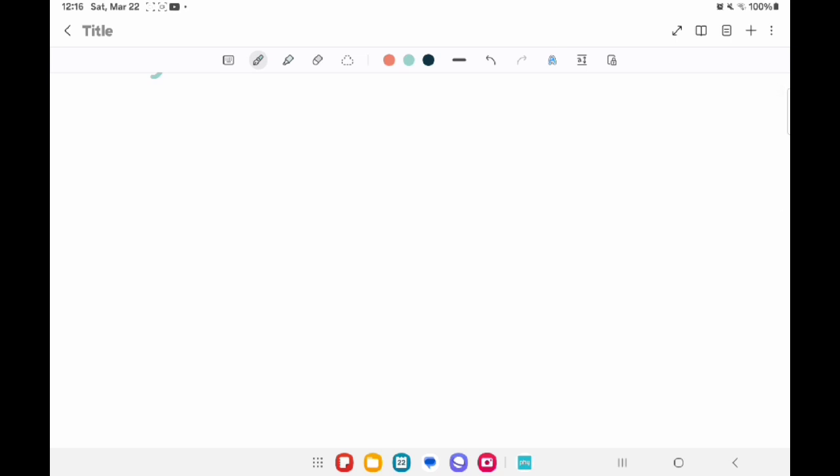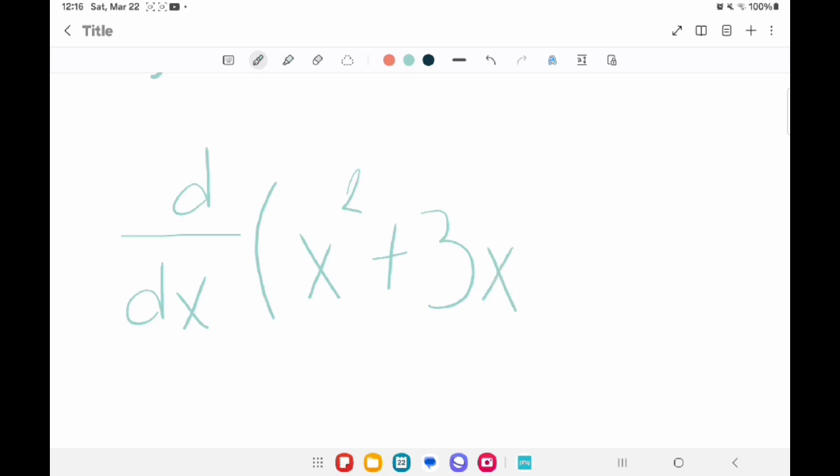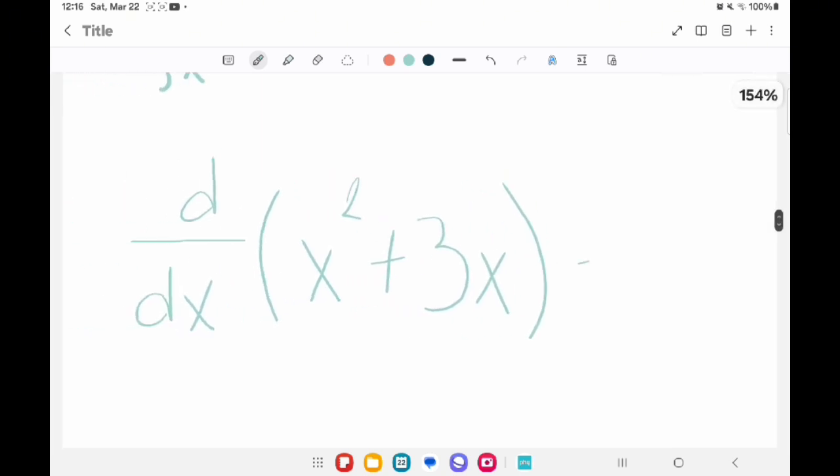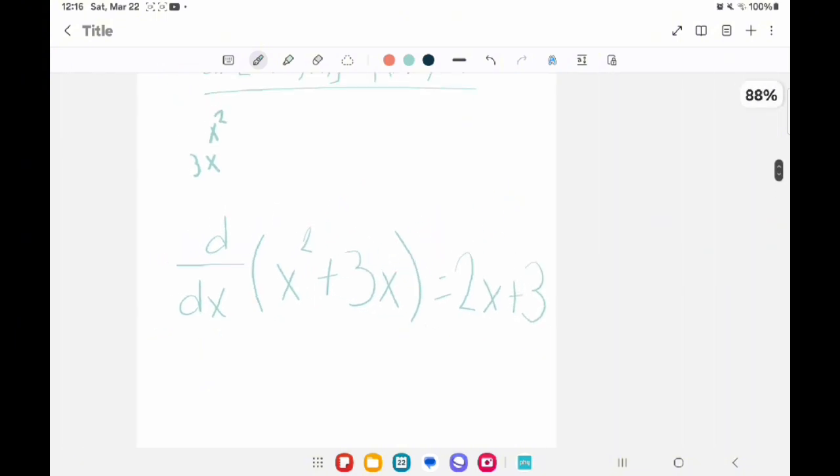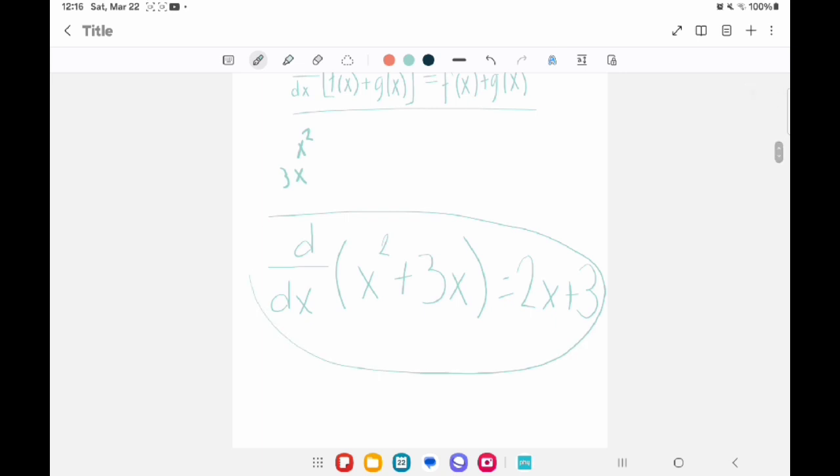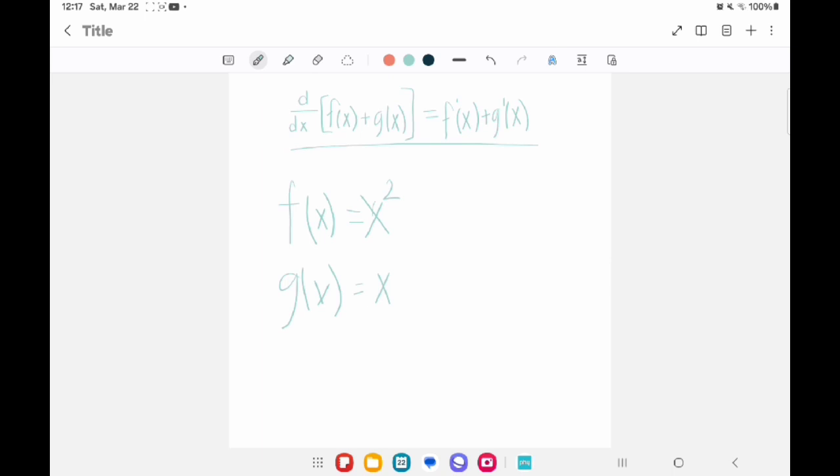So for the final answer, we get d over dx of x squared plus 3x equals 2x plus 3. That's the final answer for the first example. Now for the second example, like we did in the first example, we need to find the given. So the given in the second example is f(x) equals x squared and g(x) equals x.